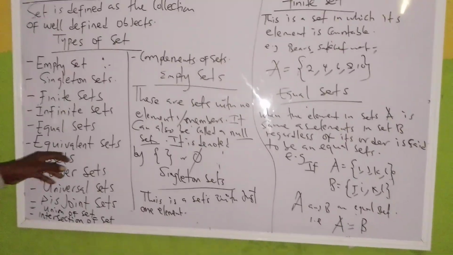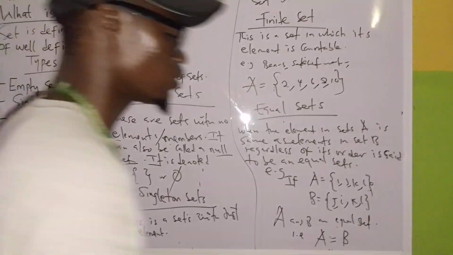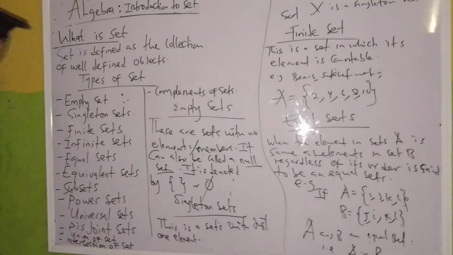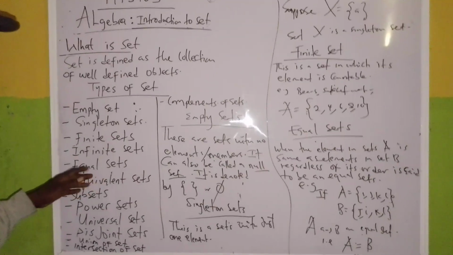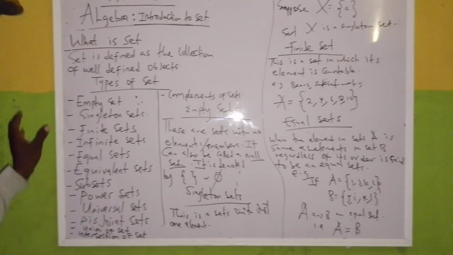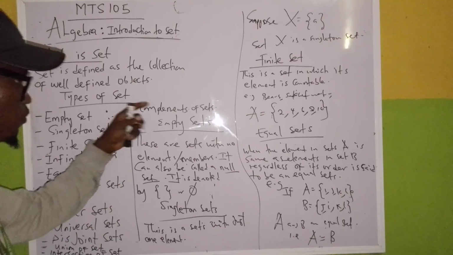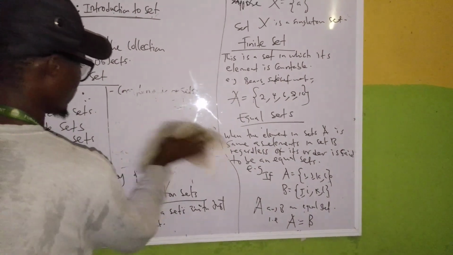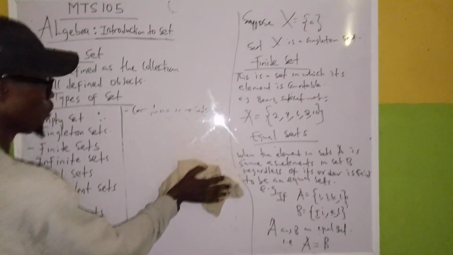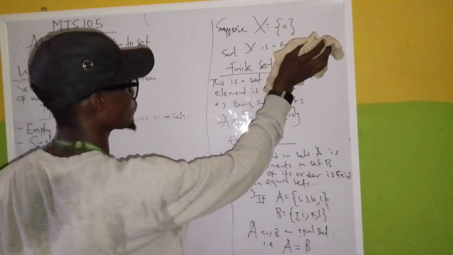So I'm going to go to equivalent set. Some of you may be wondering, you have equal set, you have equivalent set, what's the difference? There is a slight difference there, so no stress. I'm going to be rubbing this off.